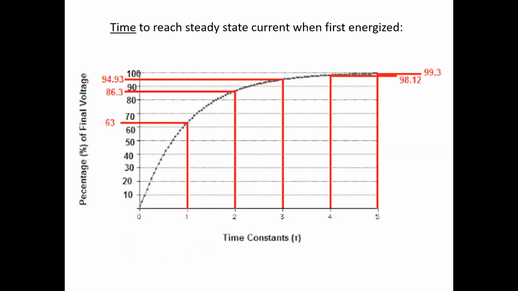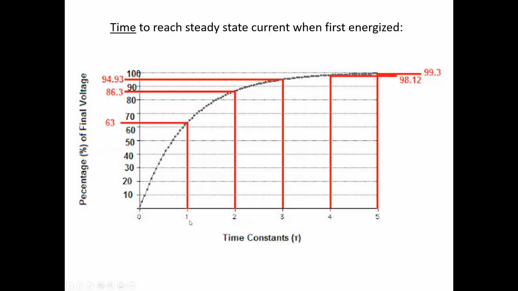This is what an exponential curve typically looks like. This one is showing percent of final voltage, but it doesn't matter what we're discussing. An exponential curve is one in which the points equally divided into 5 will have specific percentages affixed to them. It doesn't matter if we're talking electrical, mechanical, astrophysics, gravity, whatever. Each one of these time constants, 1, 2, 3, 4, 5, will have a percentage.